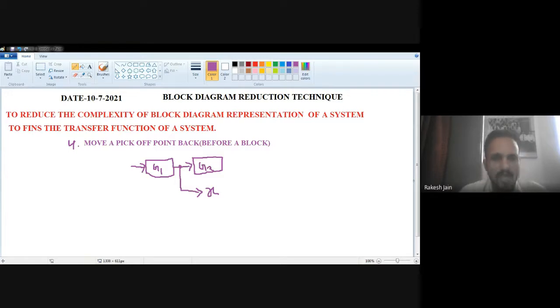Then what will happen? Remember this rule: whenever a pick-off point moves before a block, just move back, then whatever the gain of that block before which the pick-off point moves, that block will come with that line of the pick-off point. What I want to say, see very carefully. There are two blocks, one is G1 and one is G2. So first of all, I just draw the same blocks.